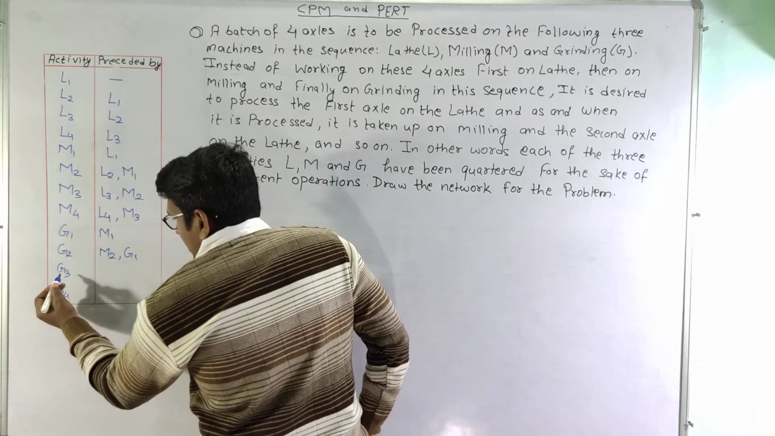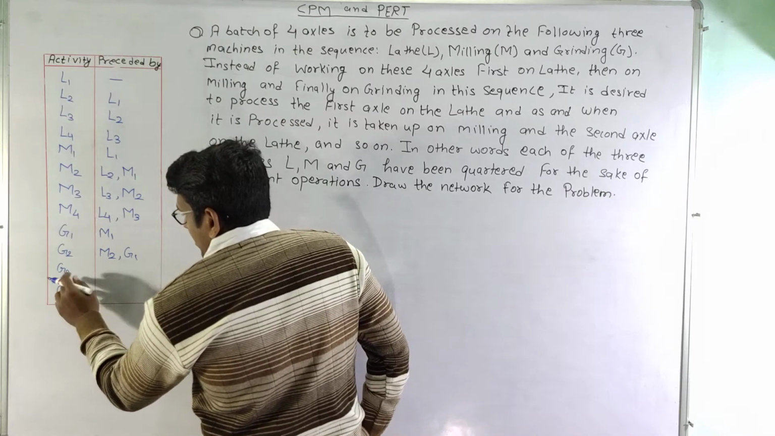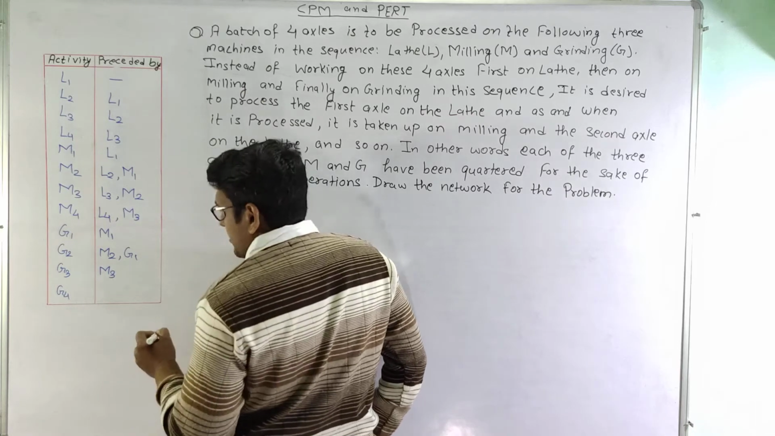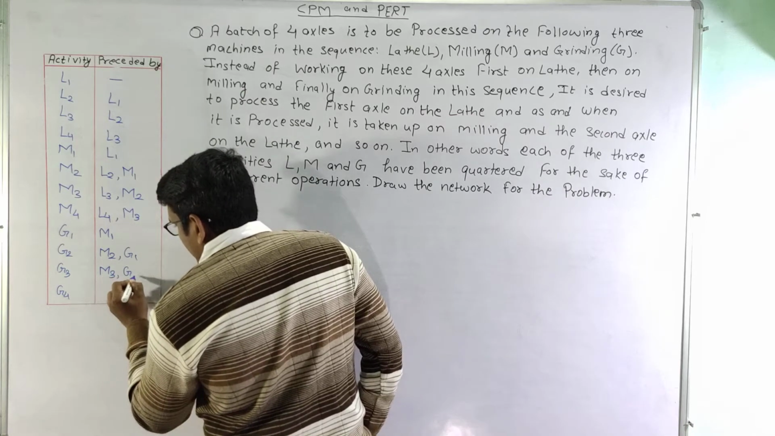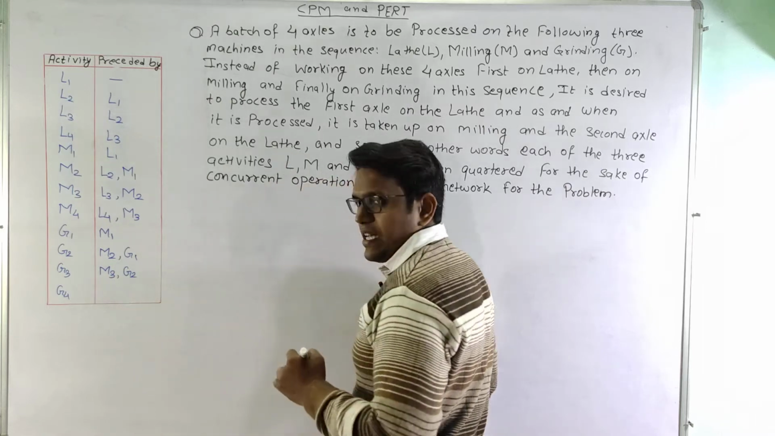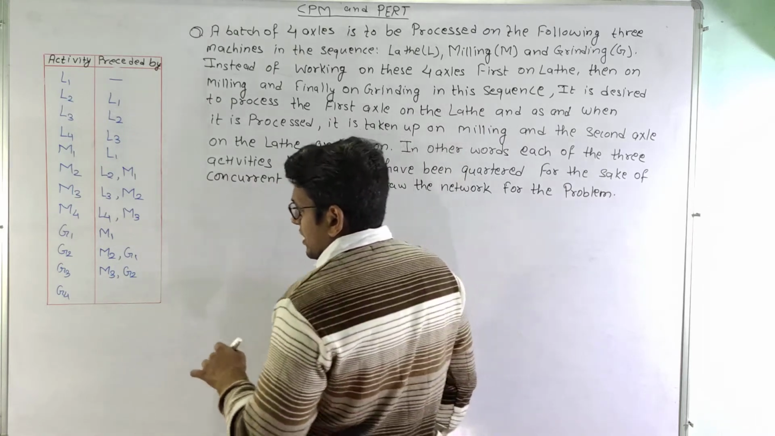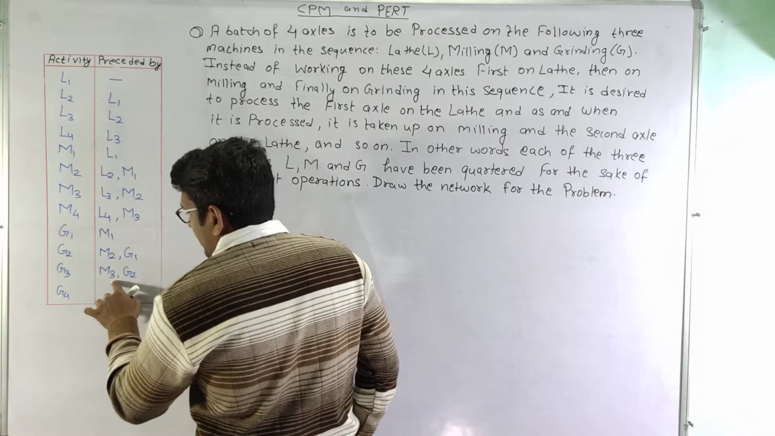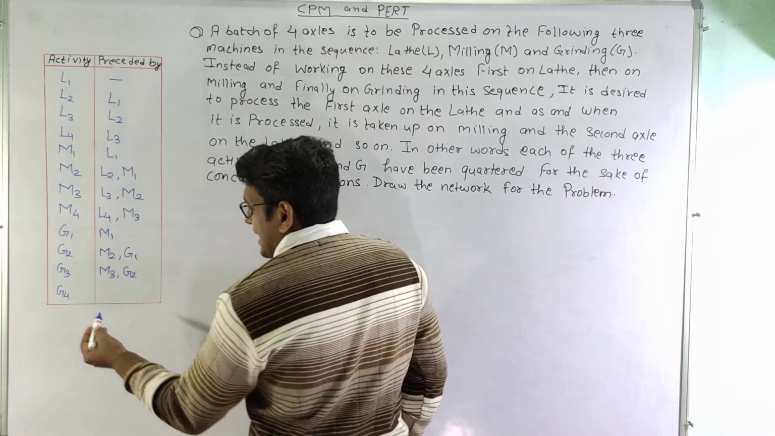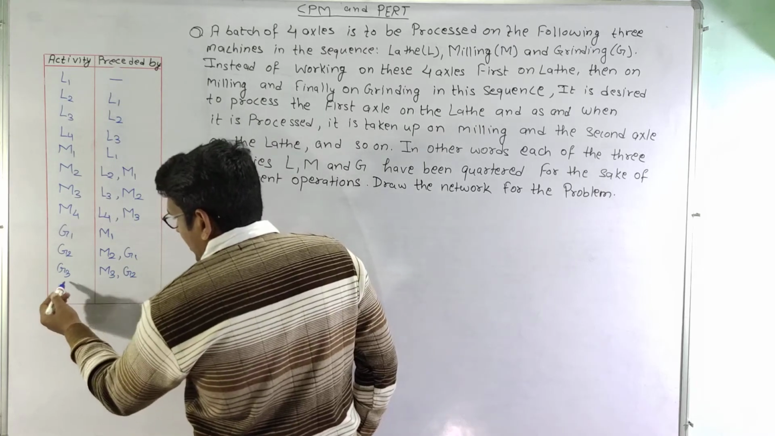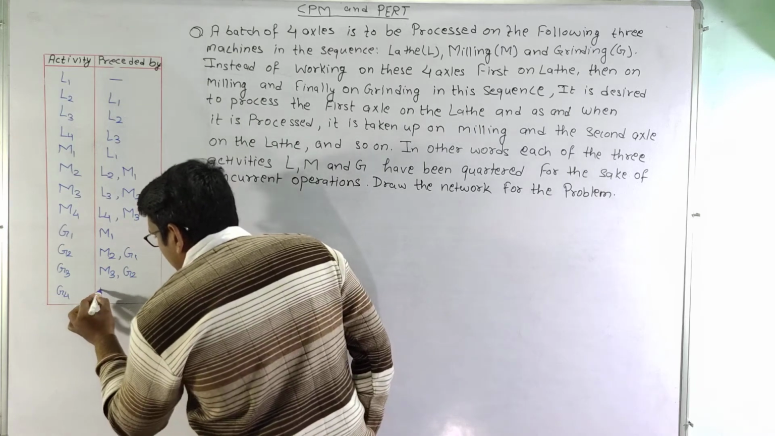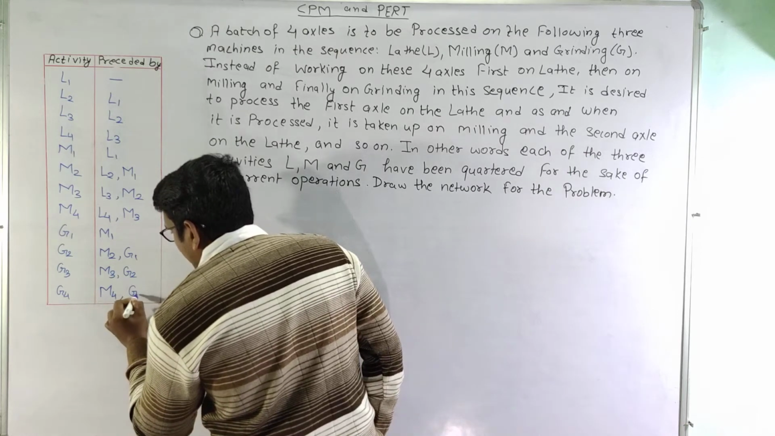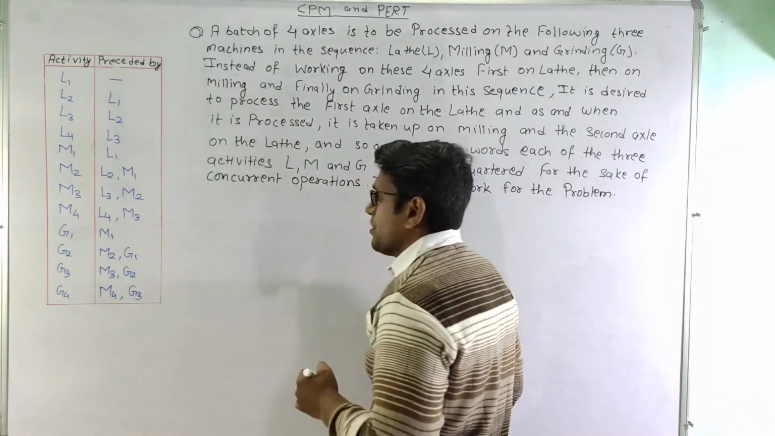Now similarly, the grinding operation for the third axle can be started when the milling operation of the third axle is completed, and along with this the grinding operation of the second axle has to be completed, so that the grinding machine will also be free and axle 3 is also free. Now moving on to grinding on axle 4. For this, milling on axle 4 has to be completed, and along with this grinding on axle 3 is to be completed.